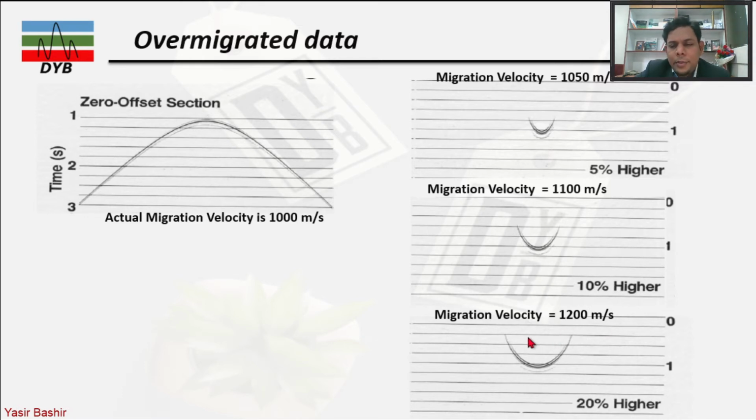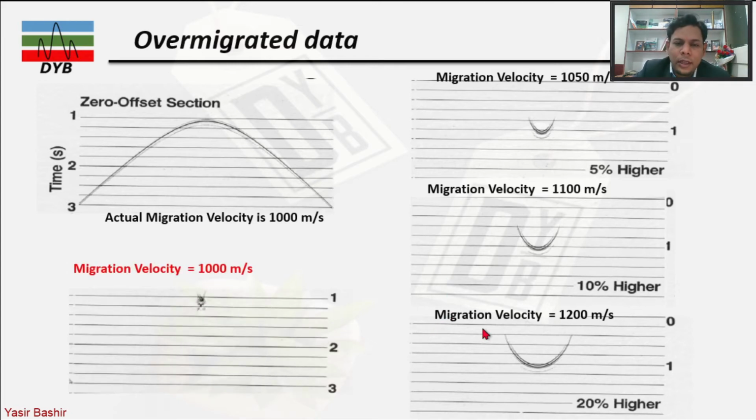So in the seismic data, if you see this type of event, where your point diffractors are converting into parabolas, it means you are using a higher velocity. And in the same way, if your hyperbola is not collapsing, it means you are using a lower velocity. That is all about over and under migration in the case of diffractions or discontinuities.